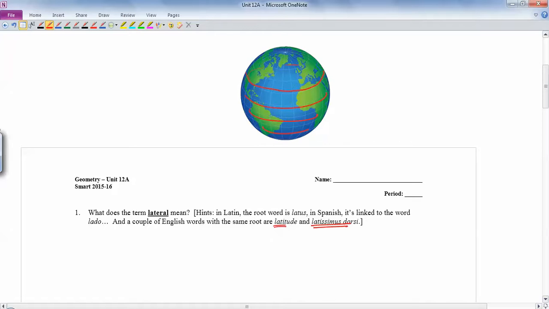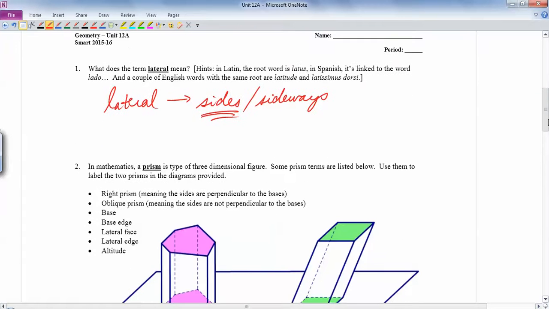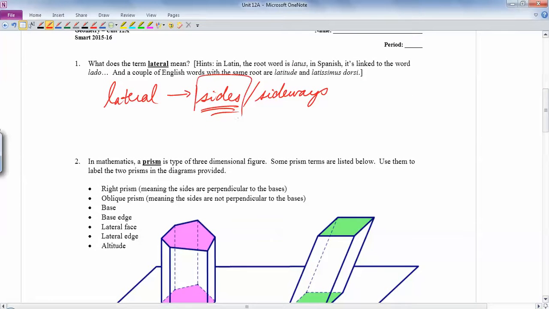The Latissimus Dorsi is a muscle in your back that stretches all the way from one side of your back around to the other side. And lateral movement is sideways movement. I feel like you hear about lateral movement a lot in football and in basketball, but maybe other sports too. So lateral refers to sides, sideways, stuff like that. Sides is the way that we're going to think about it. So not top, not bottom, but sides.